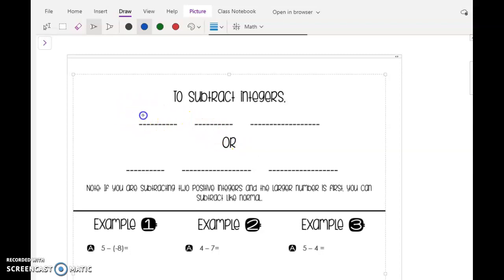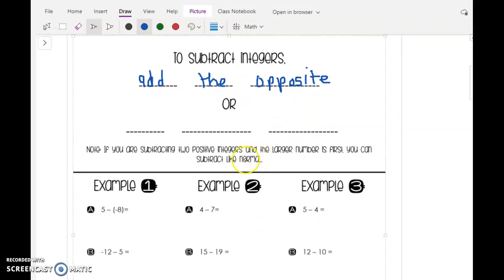The first one is add the opposite. Bear with me, I'm still getting used to writing with a mouse.